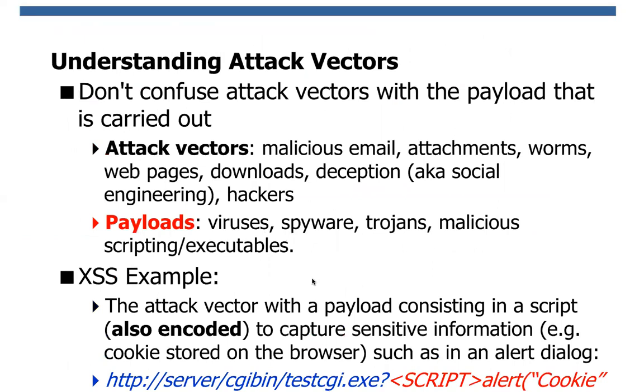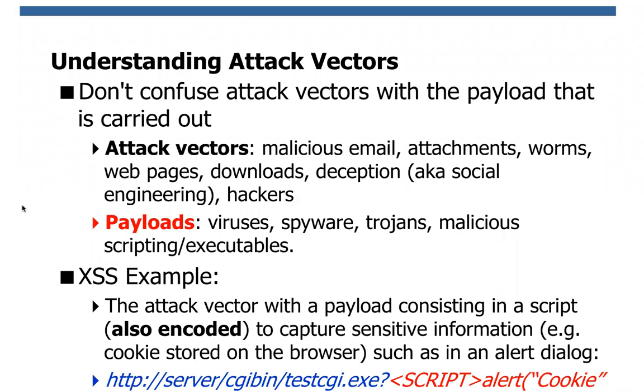Now, attack vectors. An attack vector is a path an attacker can use to get to your computer or a server. An example of an attack vector is a malicious email. There is an email from an unknown address. It looks very suspicious, but you still want to open it. Immediately you open it, you are doomed.